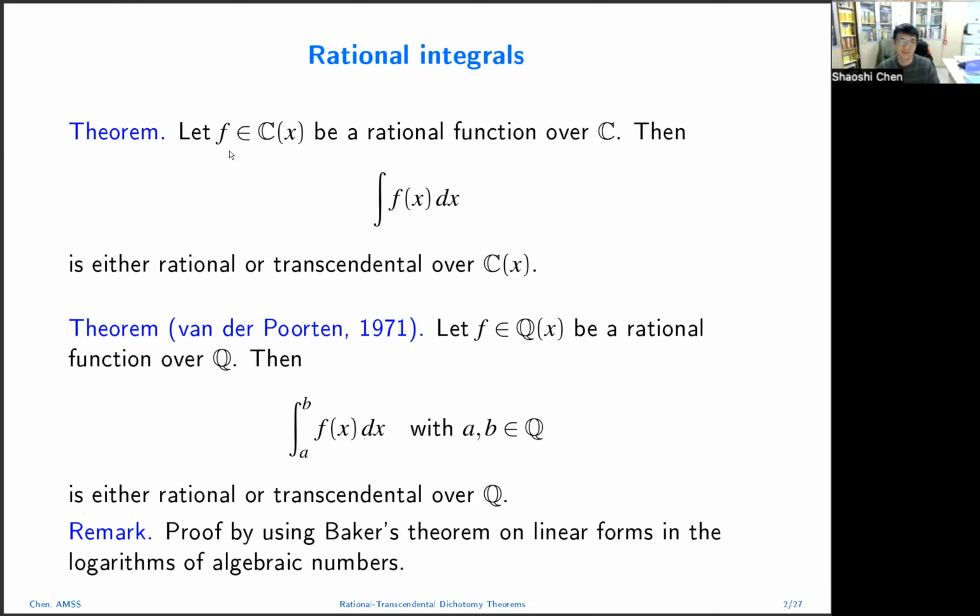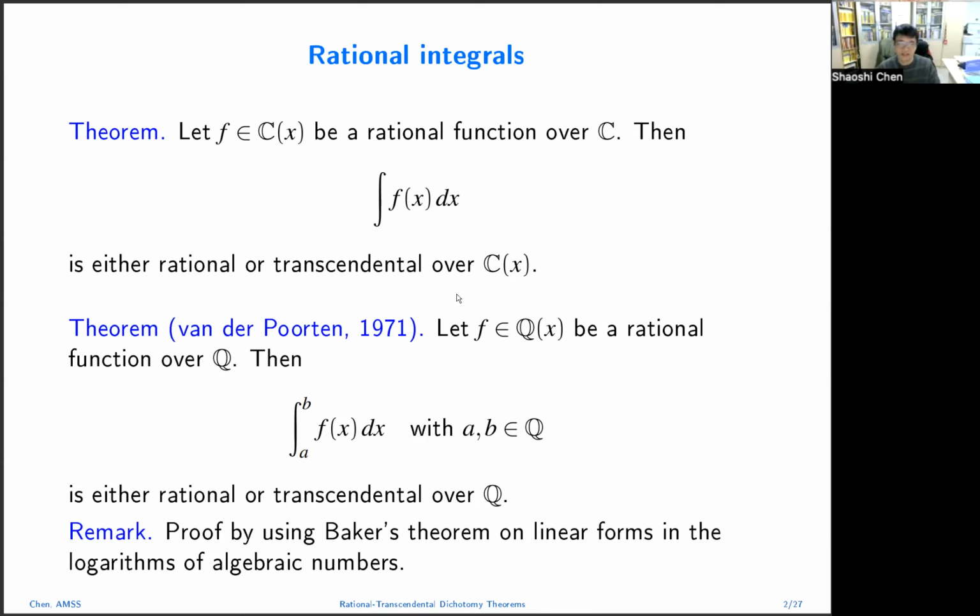So if you're given a rational function over the complex numbers, and you think about the indefinite integral, the output is either a rational function or a transcendental function, because if it's not rational, then the logarithm will come, and this becomes transcendental. So you will never get an algebraic function from integrating a rational function. So I think that's the first rational transcendental dichotomy theorem.